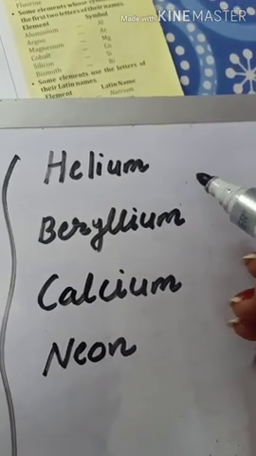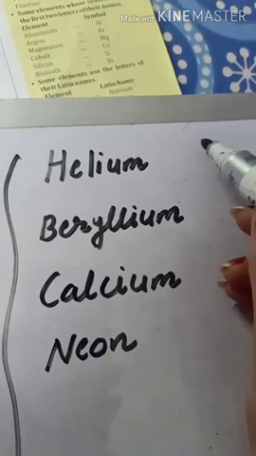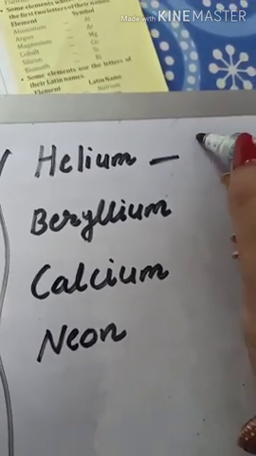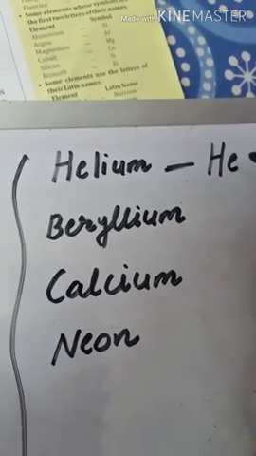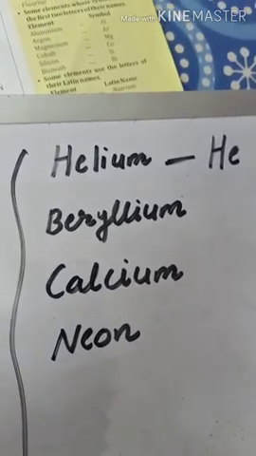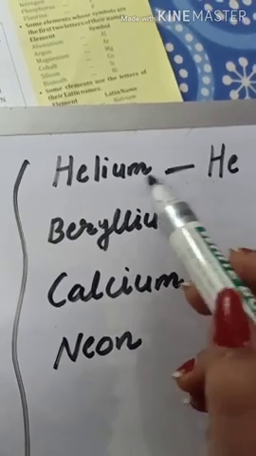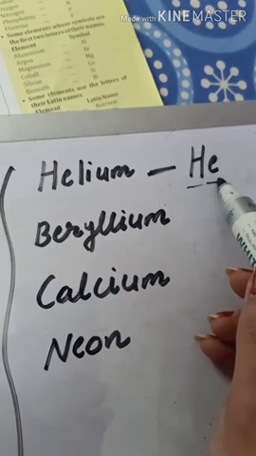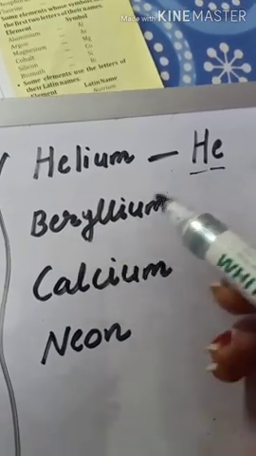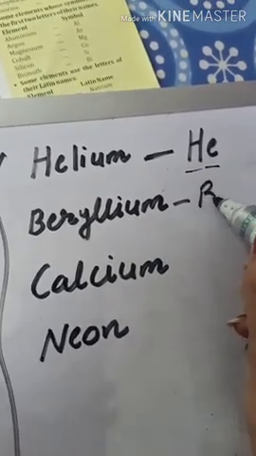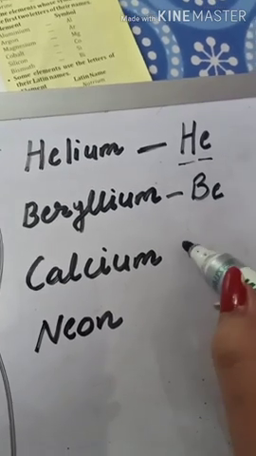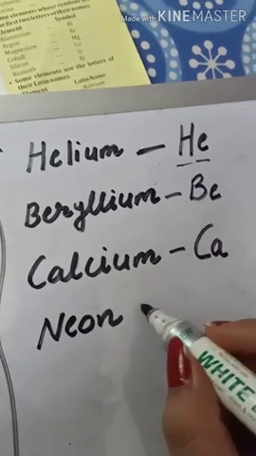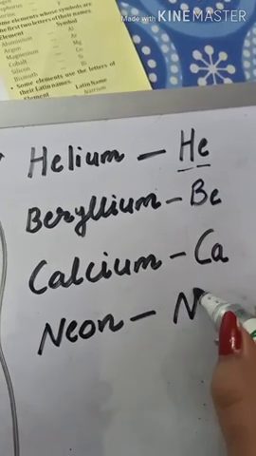Now, in order to distinguish between hydrogen and helium, helium is written as capital H small e. So their symbols are written with two letters from their English name, and the first letter should be in capital and the second in small. Similarly, for beryllium it is capital B small e. For calcium it is capital C small a. And for neon it is capital N small e.